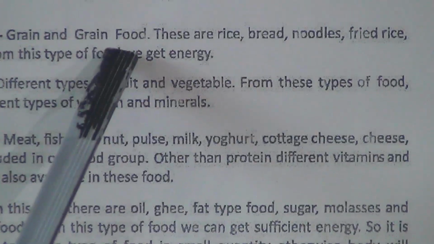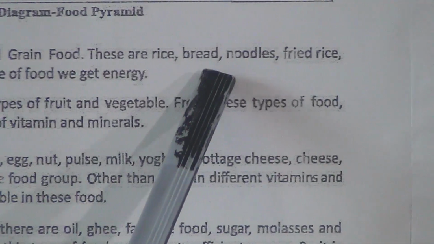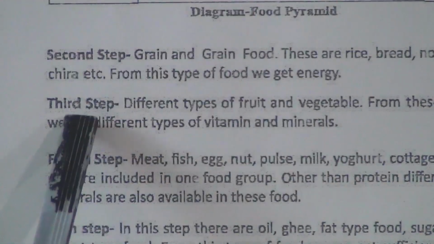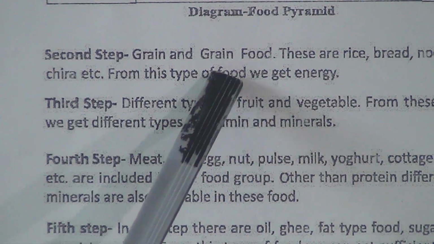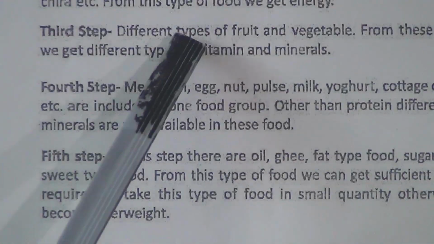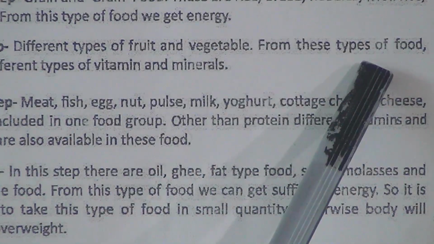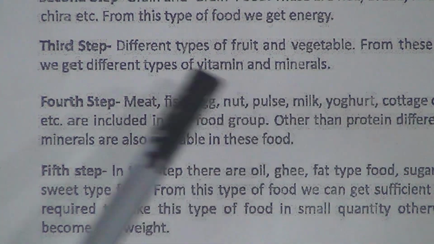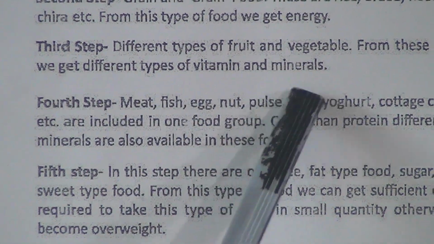Second step, grain and grain food. These are rice, bread, noodles, fried rice, chira, etc. From this type of food we get energy. Third step, different types of food and vegetable. From these types of food we get different types of vitamin and minerals.